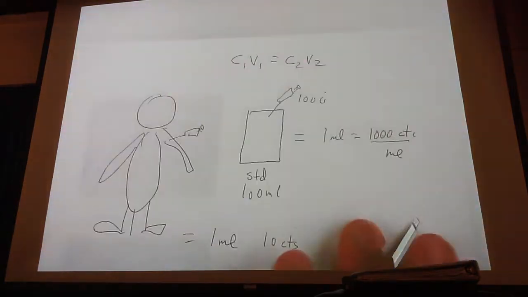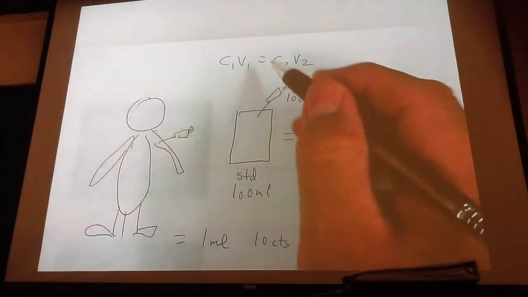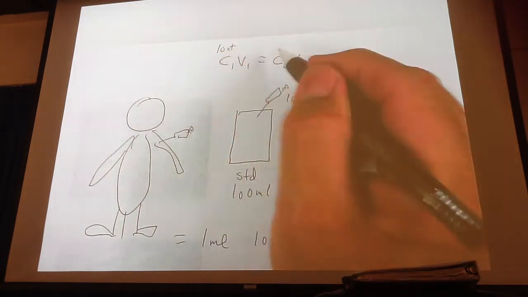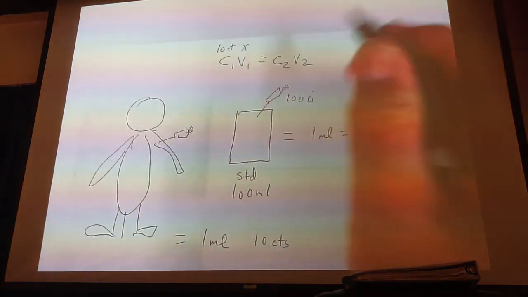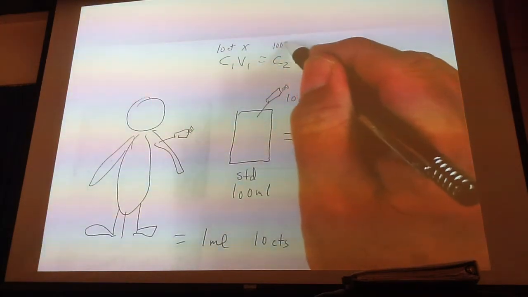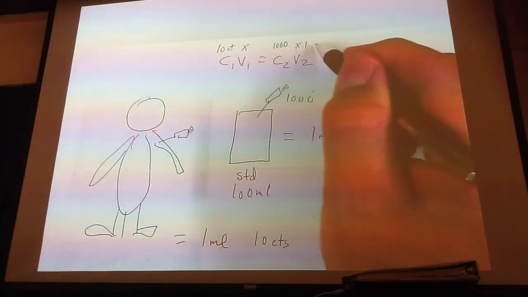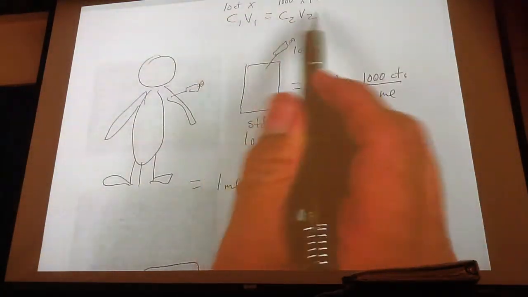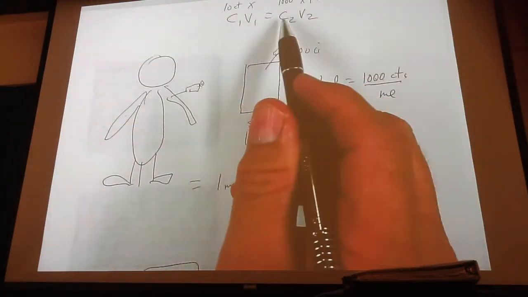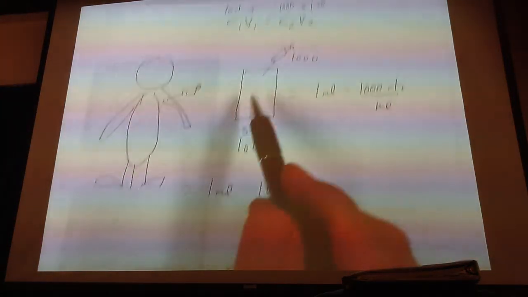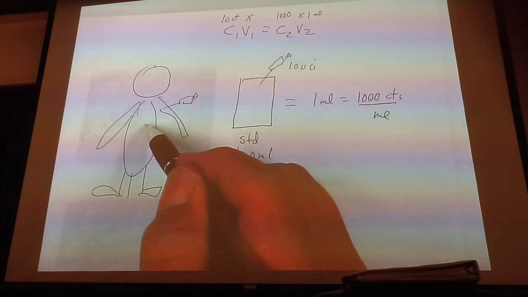If we go back to our formula up here, we have 10 counts in our unknown volume, and we had 1,000 counts in 1 ml. So these two things should be equal to each other, so long as you have what they call a closed system. So that means that the patient has 100 ml of blood.